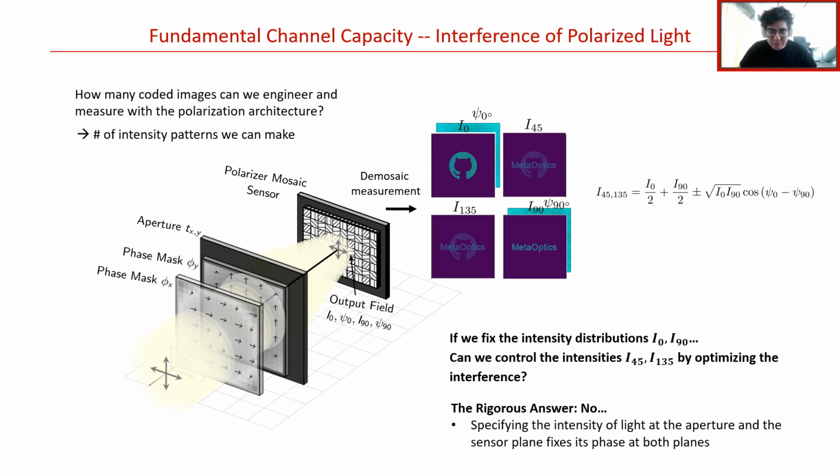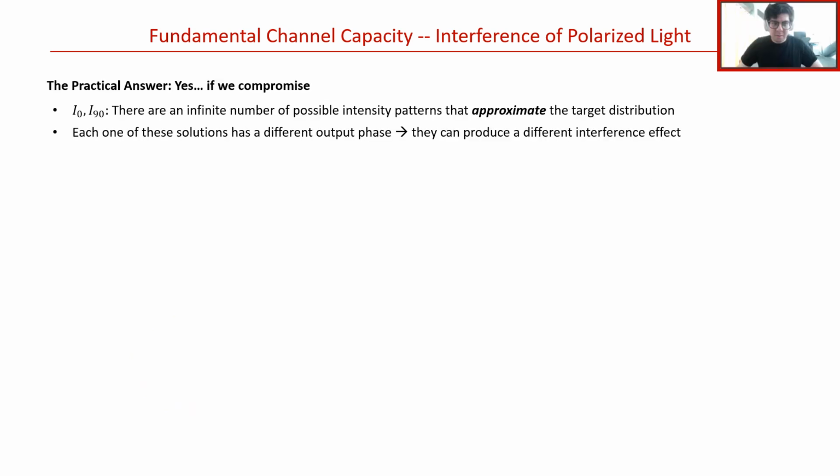And so in the strictest sense, the channel capacity is only 2, meaning we should probably only ever use 2 images in our post-processing algorithm. Alternatively, more important than the rigorous answer is the practical answer, which is yes, if we can make compromises.